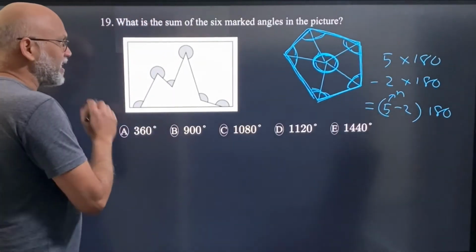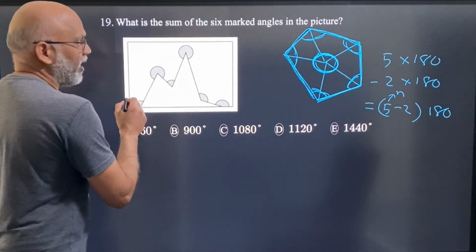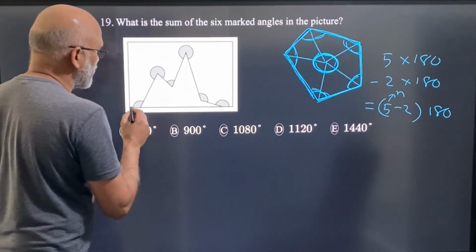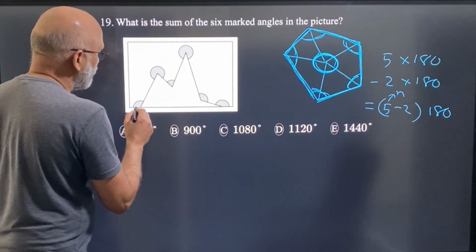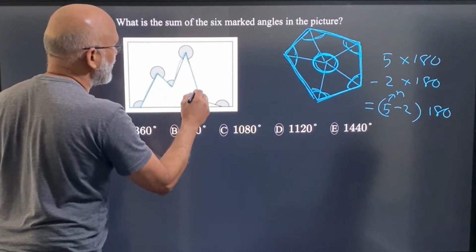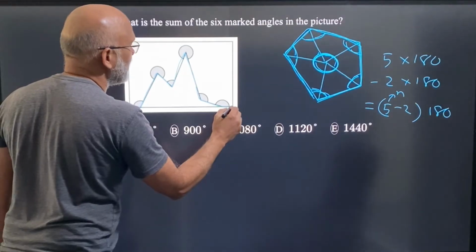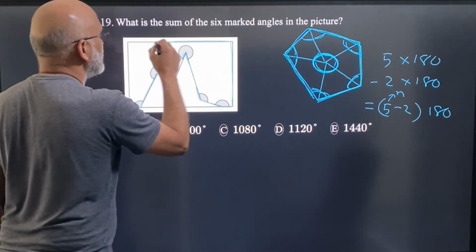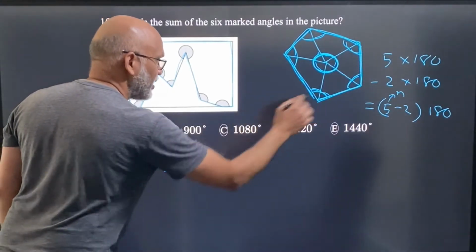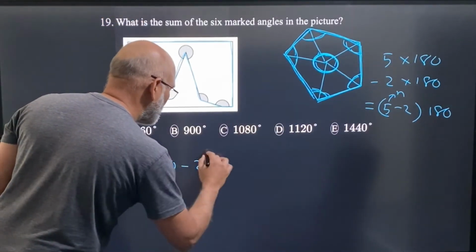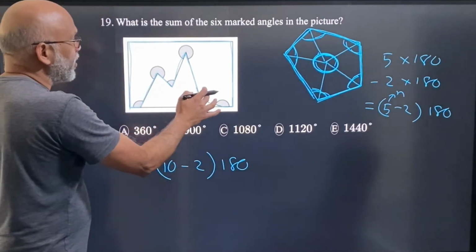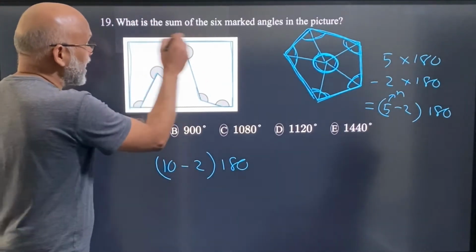All right. So in this case, if you notice, let me assume these are the interior angles. Let me count the number of sides. Let me start from here. 1, 2, 3, 4, 5, 6, 7, 8, 9, 10. It's a 10-sided polygon. So that is 10 minus 2 times 180. So that will give me the sum of interior angles of this entire polygon.